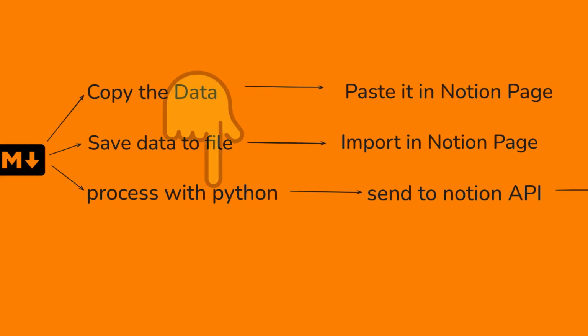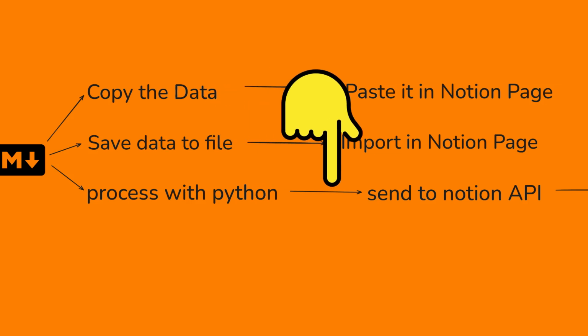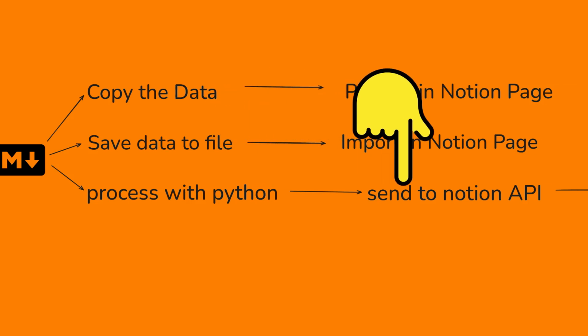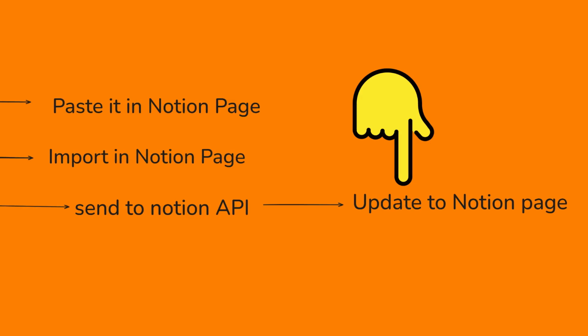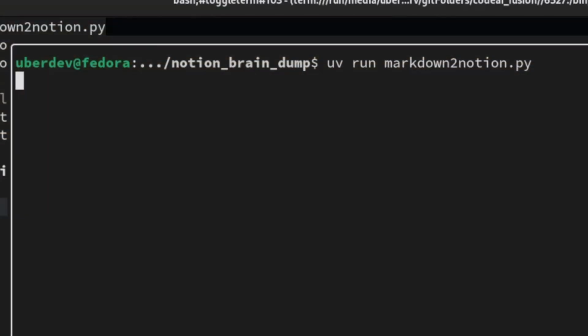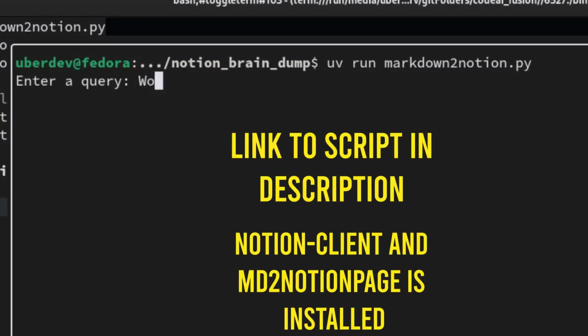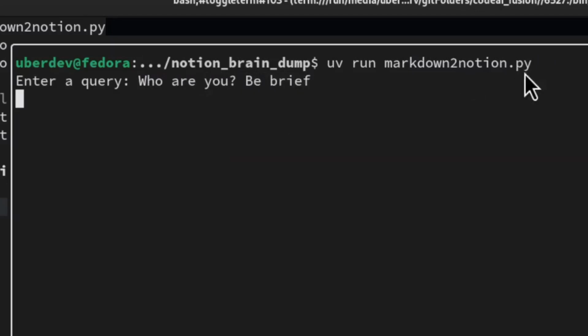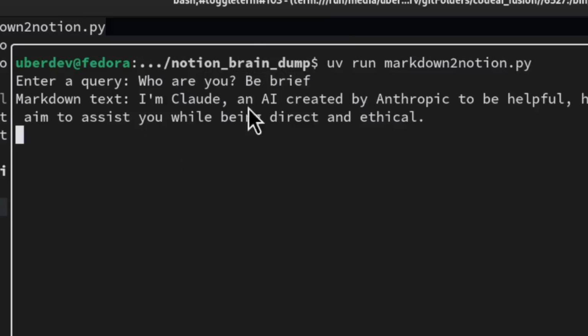We will now see how Python can be used for automating the data flow from AI model to Notion page using Notion Client and MD2 Notion page packages. We start the Markdown to Notion script and ask basic question in the command line. After a moment, we see a page created in Notion with reply to our question.